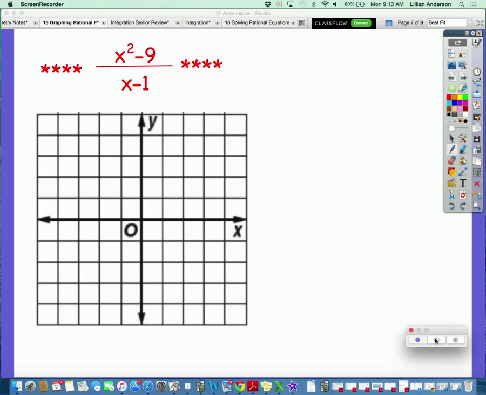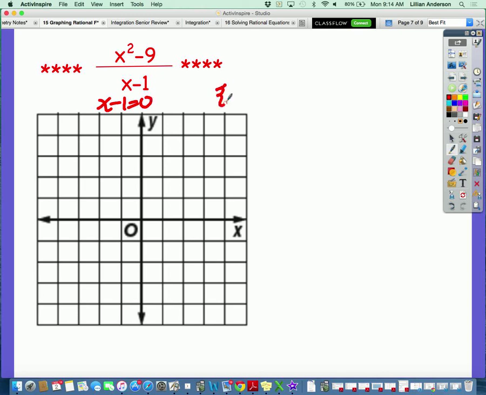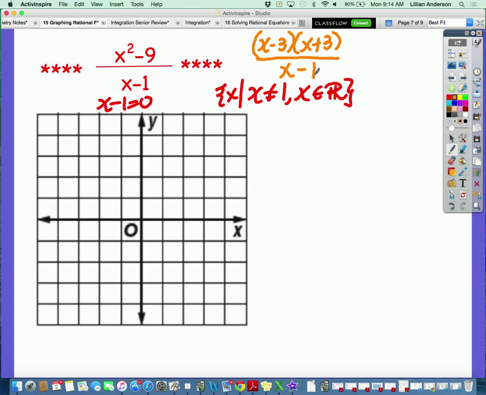Brianna, how do I find my vertical asymptote? Domain. That's what I'm going to say. I'll find my domain. Set the denominator equal to 0, and I get 1. So my domain is everything but 1. And yes, I have no holes for the next one because nothing cancels out. I think the next one has a hole.